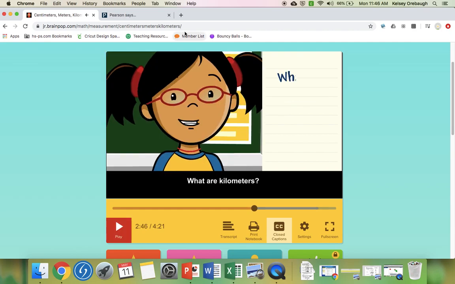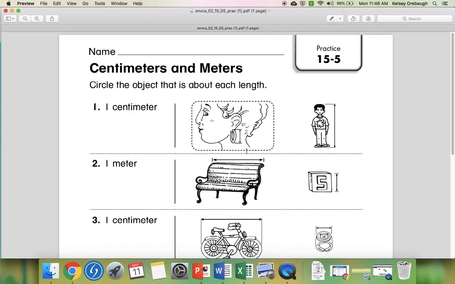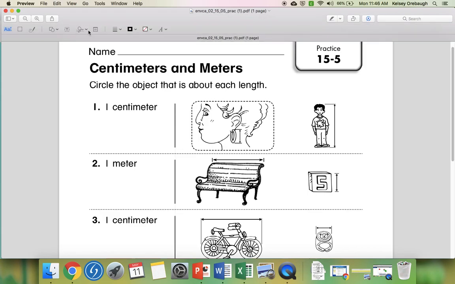What? All right, we're going to stop there as we're not going to be talking about kilometers. We are going to go on with our practice page. So if you want to do that with me, go ahead and get your practice page out for 15-5, Centimeters and Meters. Circle the object that is about each length. Well, they've done the first one for us.